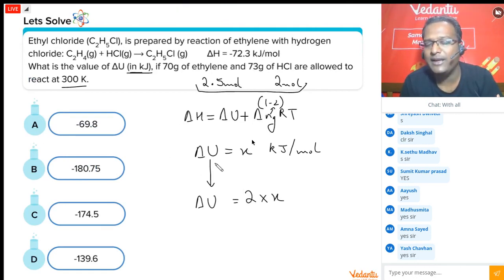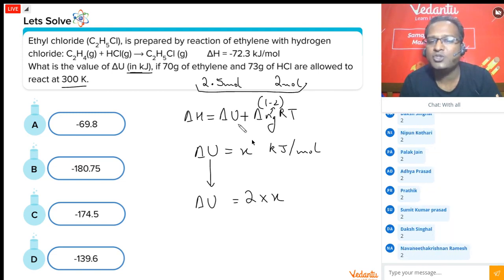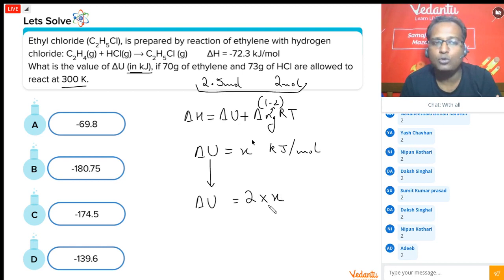This means when I calculated delta U as X kilojoule per mole, it means 1 mole of ethene should react with 1 mole of HCl, isn't it? Per mole of the written reaction. How many moles are actually reacting? 2 moles. So I multiplied X by 2. Is it clear? So you have to be very careful even in these small questions.